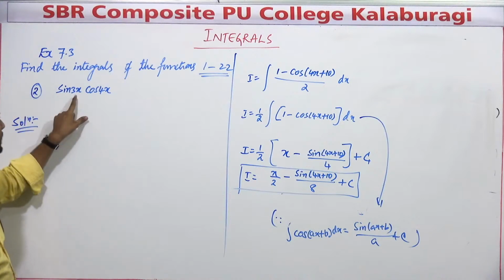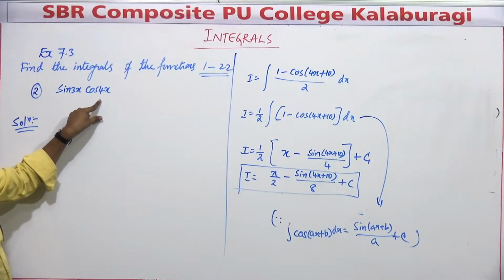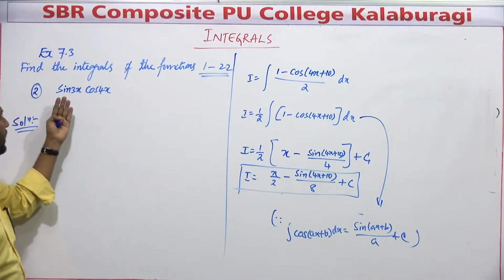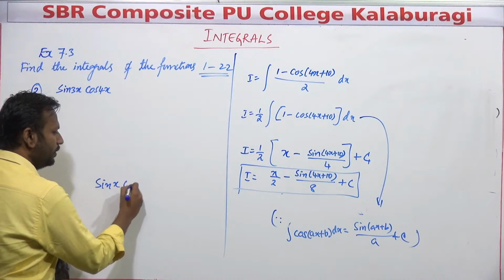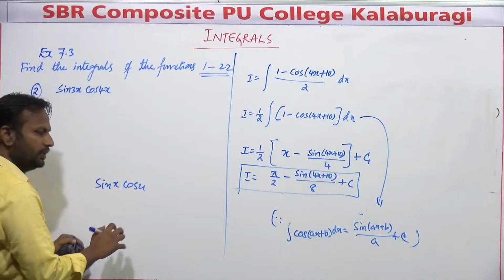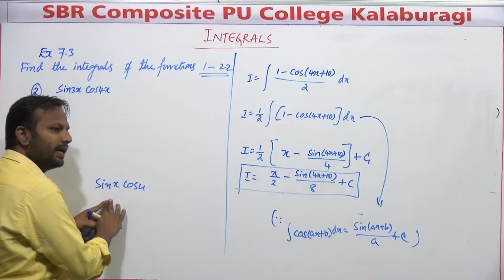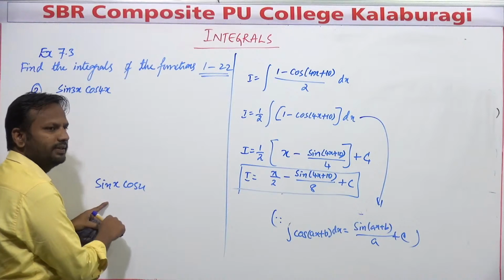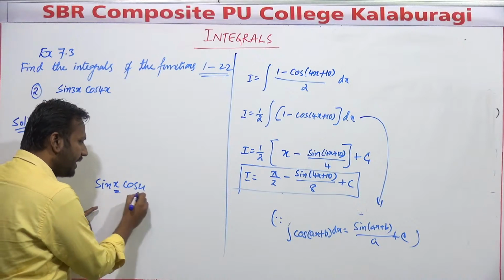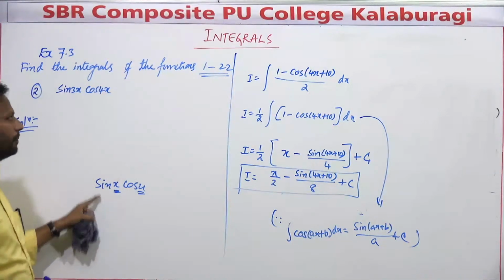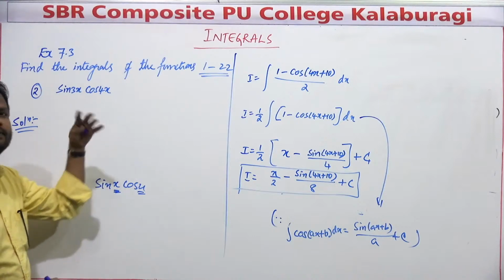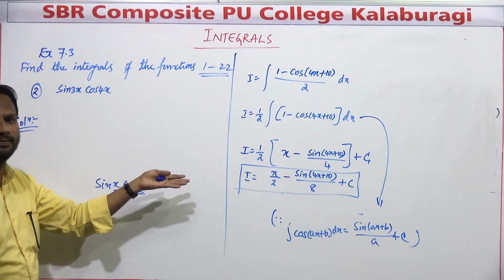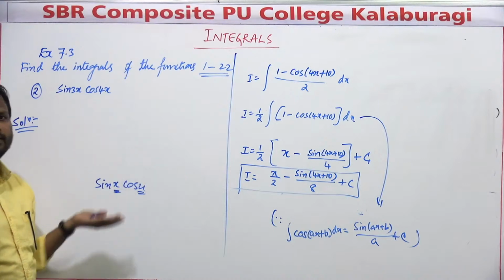Why? Because here the angles are not the same. In the previous exercise they gave sin x into cos x like this, so we could substitute either sin as t or cos as t. Why? We had the same angle there, but in this case we do not have the same angle. We can't substitute sin 3x as t, because you won't get a differentiable factor.